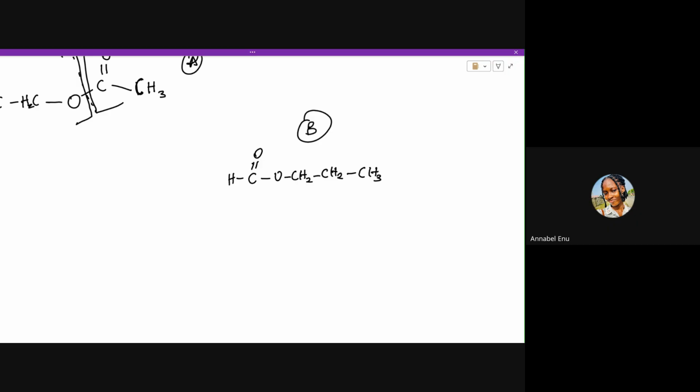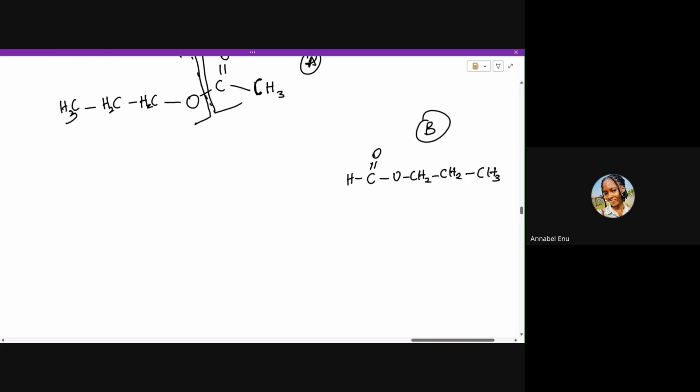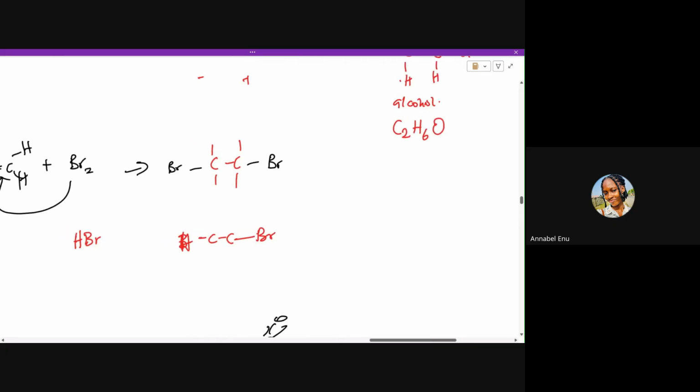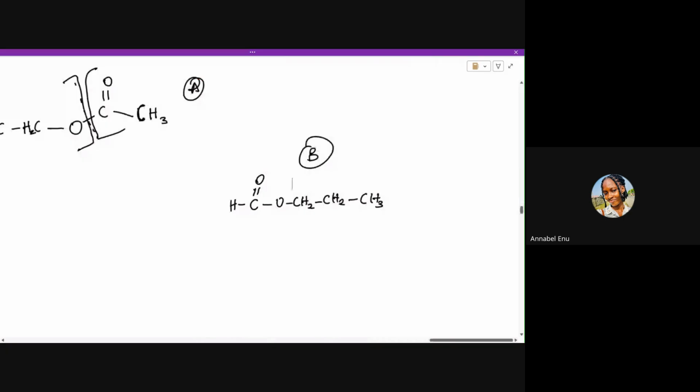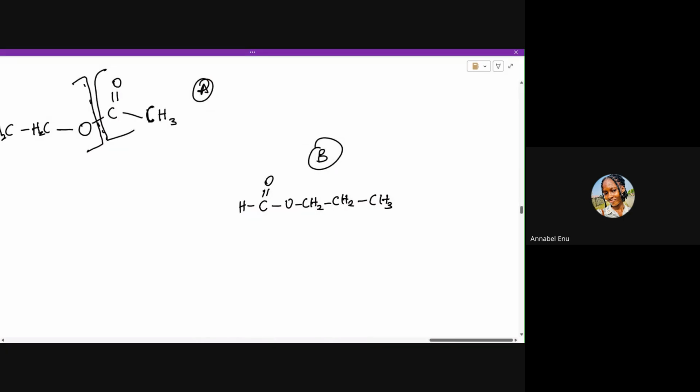I like your responses today, all of you that are participating. So that is propyl methanoate. Why? Because when we divide this into two sides, we name this part first and it must end with "yl", and name this part and it must end with "oate". So this is 1, 2, 3: propyl. Then this is just one carbon, so it's methanoate.